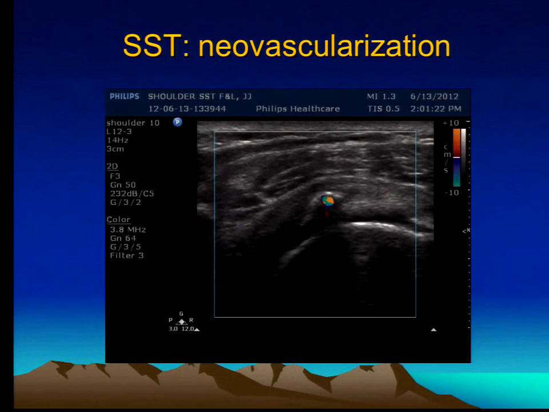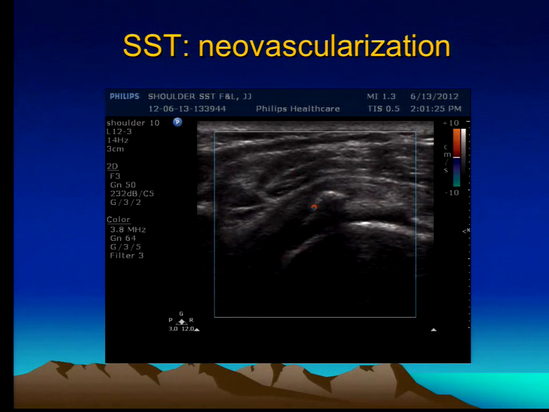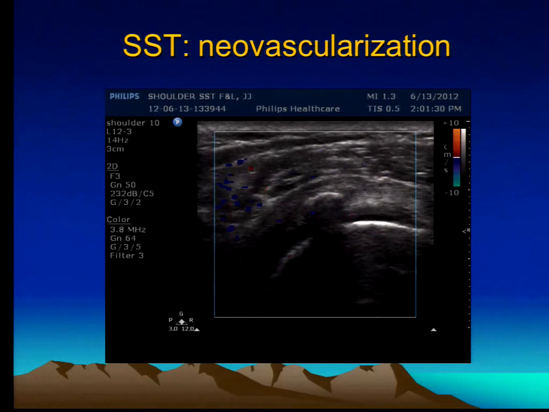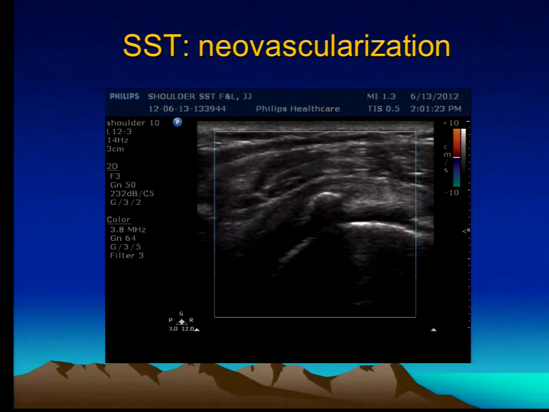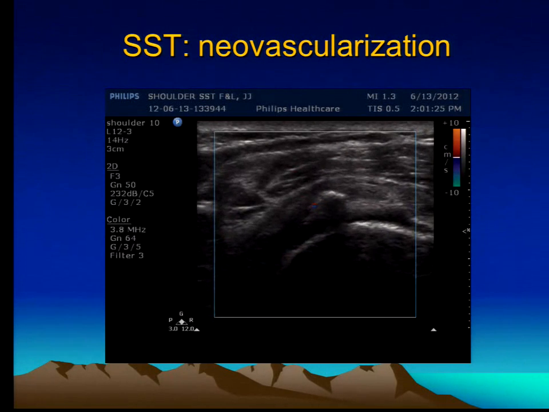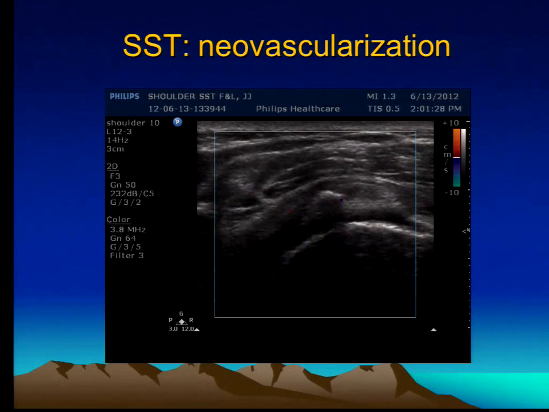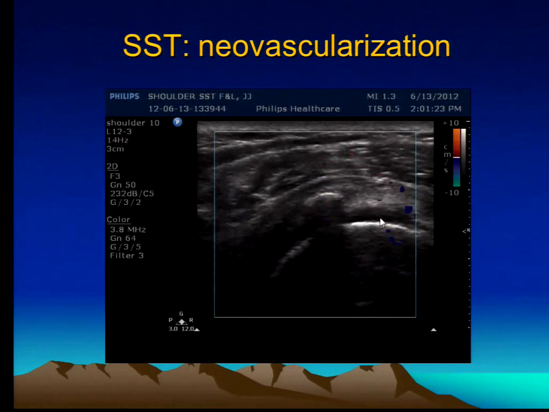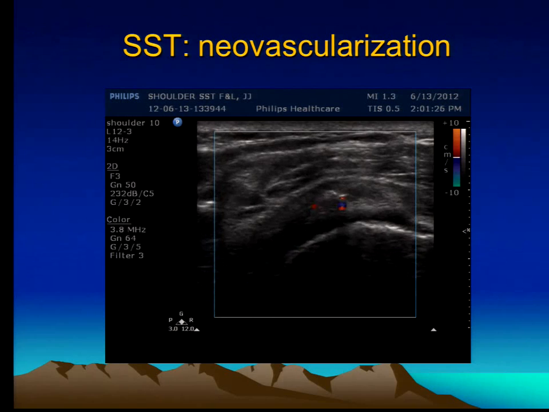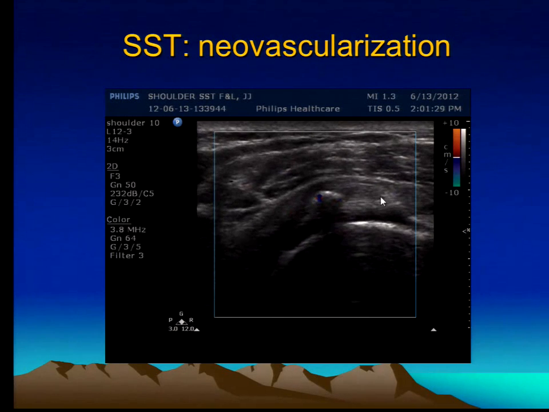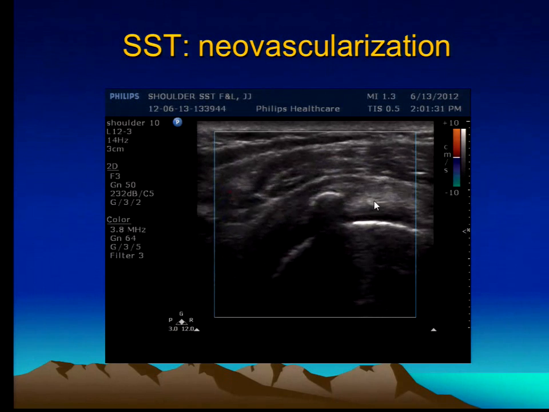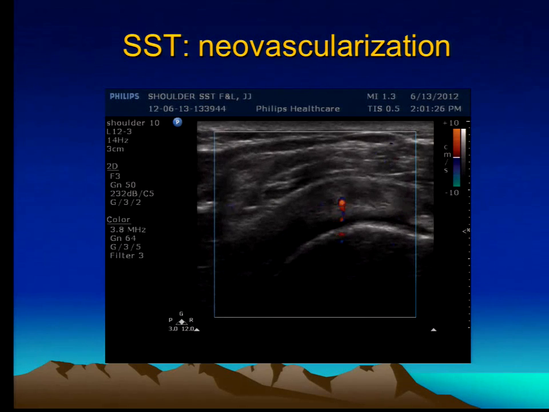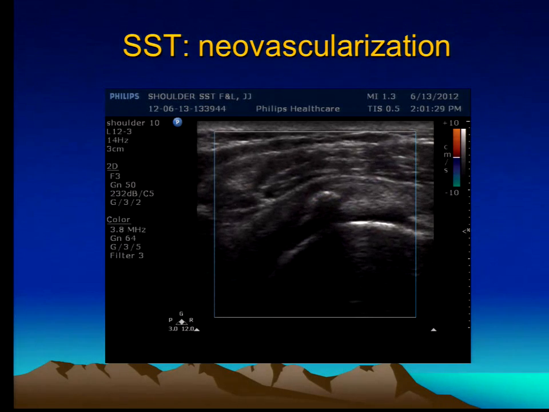Now, this is a picture of neovascularization within the calcium. And this is very important because it helps you better understand the age, so to speak. Now, this particular calcium, as you can see, has a shadow. And this tells you this is hard calcium. It's like a rock. However, not all calcium is that hard. Over here, on this side, can you see that the ultrasound beam actually goes through this portion of the calcium? And this is what we would call soft calcium. This calcium is more amenable to irrigation and lavage.